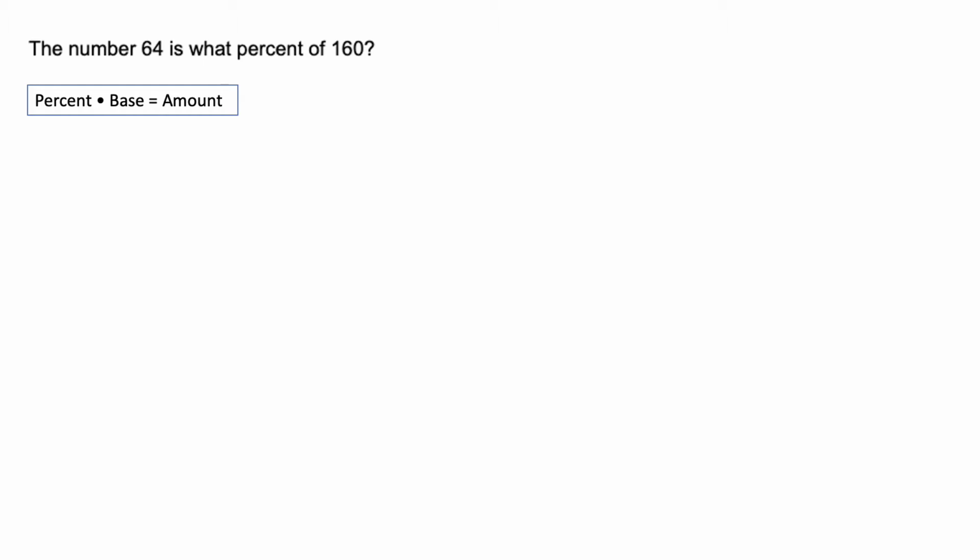The number 64 is what percent of 160? For this problem, we're going to use the formula percent times base equals the amount. We're going to convert this question into a number sentence. The number 64 is the amount. The word is in word problems means equals.